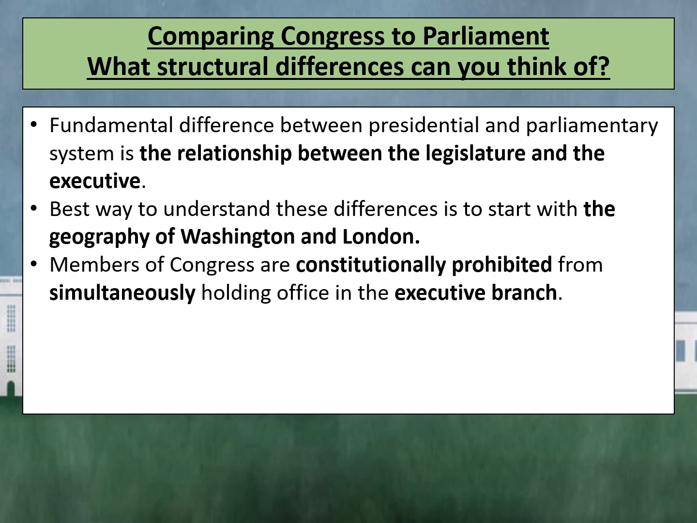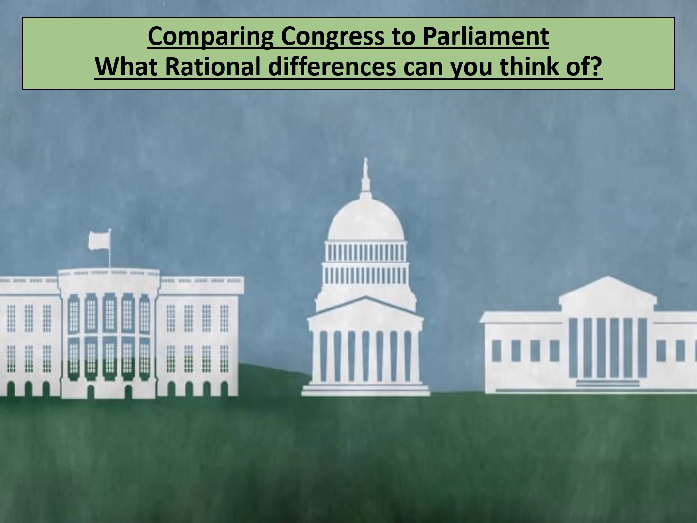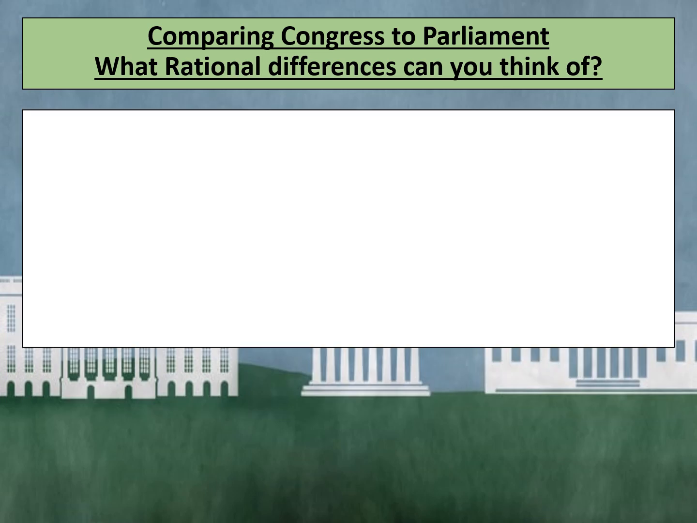Members of Congress are constitutionally prohibited from simultaneously holding office in the executive branch. In contrast, in the UK, the stability of the government hinges on the strength and cohesion of the majority party or coalition. Now let's look at rational differences, comparing Parliament and Congress.